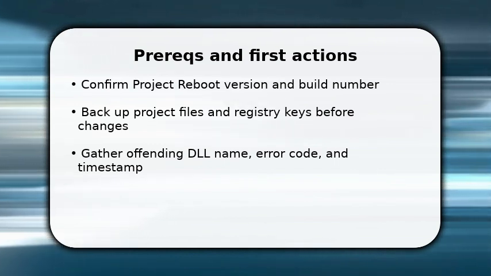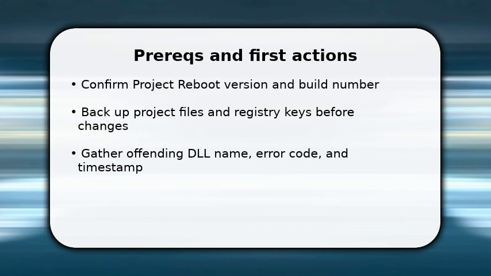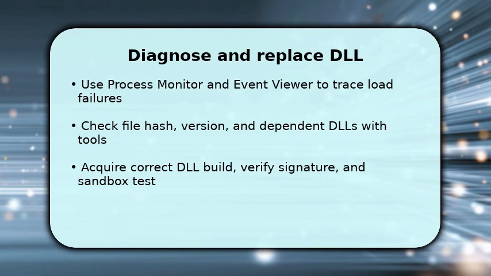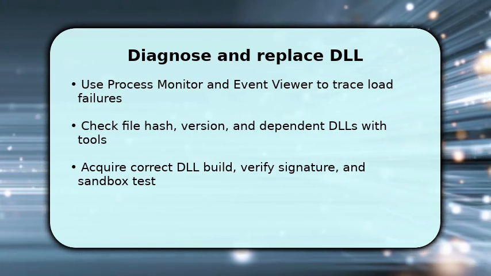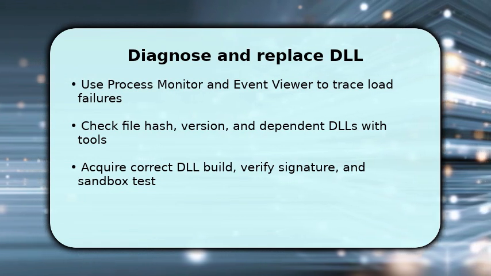Make sure to run the app as administrator for steps that follow, since permissions often block DLL replacement. You now trace where the loader fails. Use Process Monitor and Event Viewer to see the path and failure reason. Then validate the DLL itself. Check file hash, version metadata, and whether dependent libraries are present. Missing dependencies cause silent crashes.